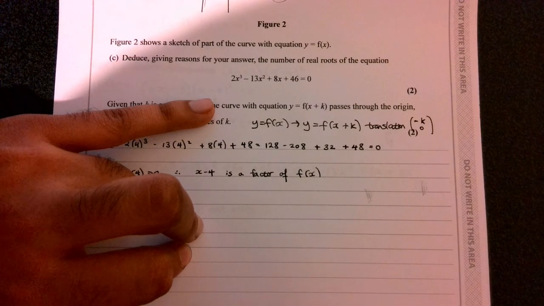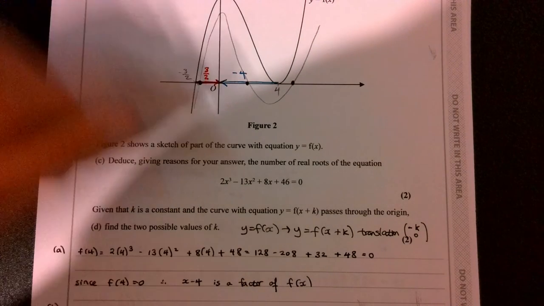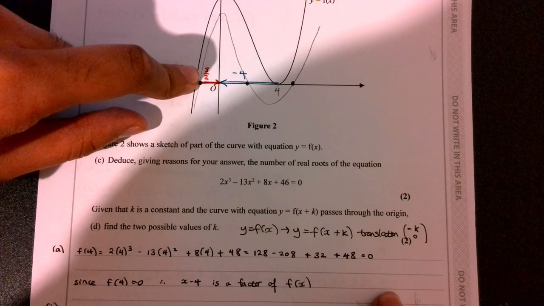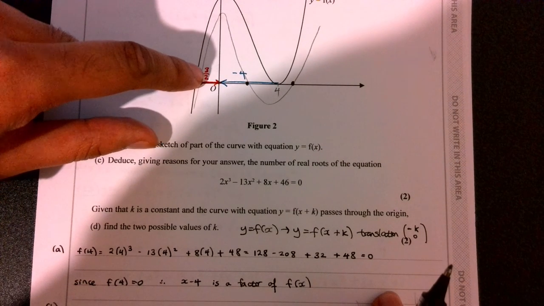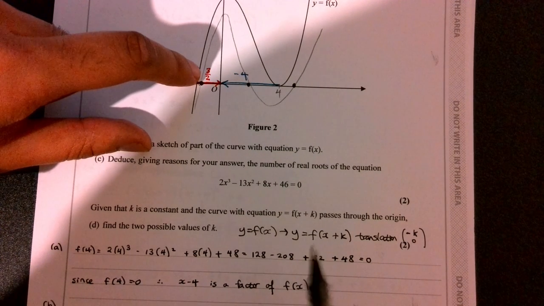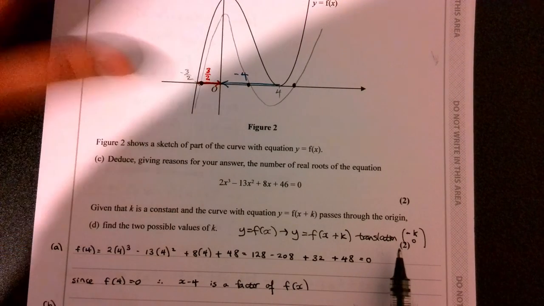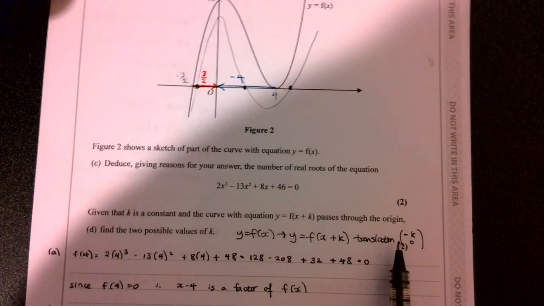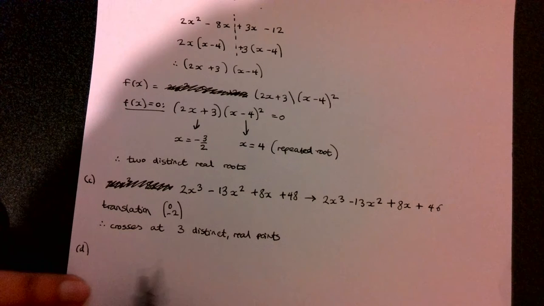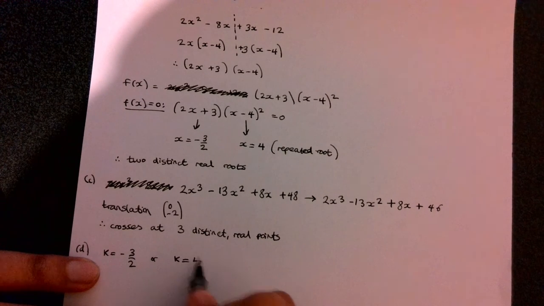Okay, so our possible values of k could either equal minus 3 over 2, because remember, we use the opposite sign. So because it's going 3 over 2 units to the right, k will equal minus 3 over 2. Or if it's going minus 4, or in other words 4 units to the left, k could equal 4 as well. So therefore our possible values of k will either equal minus 3 over 2, or k could equal 4.